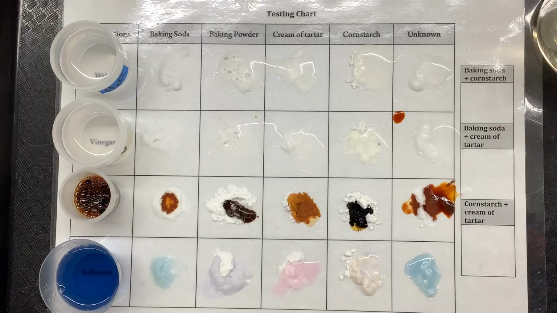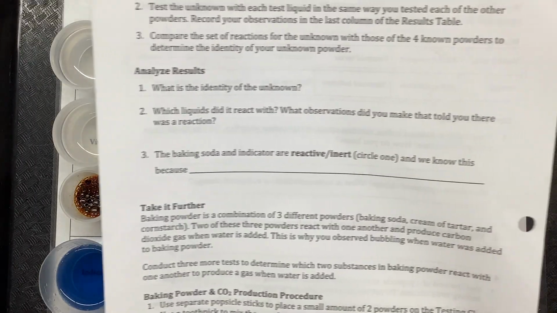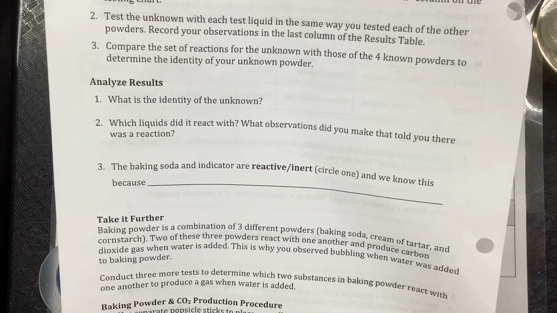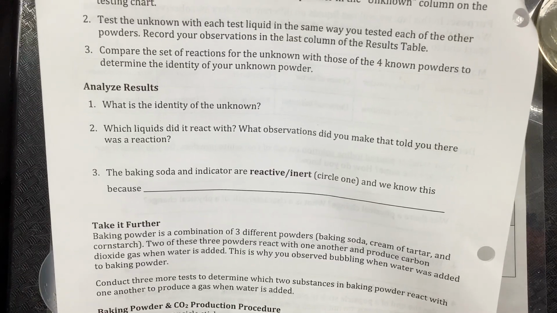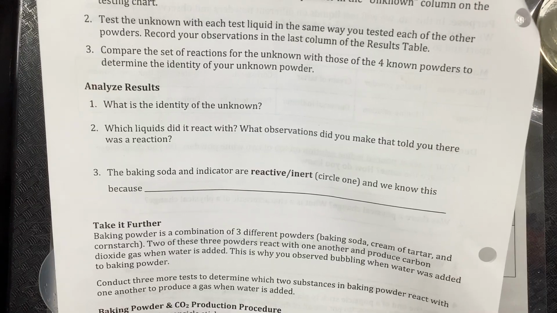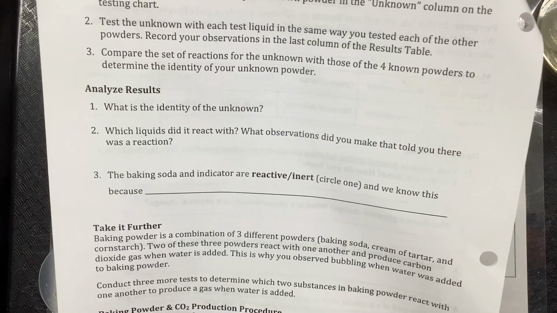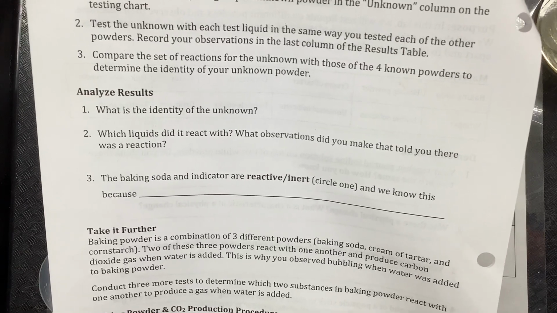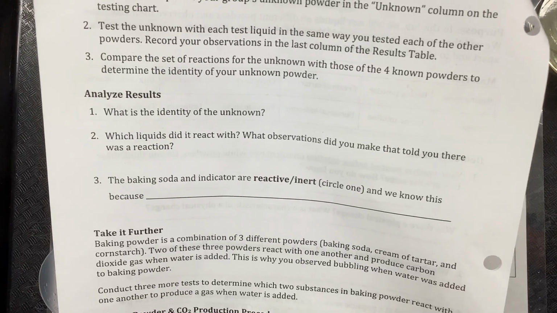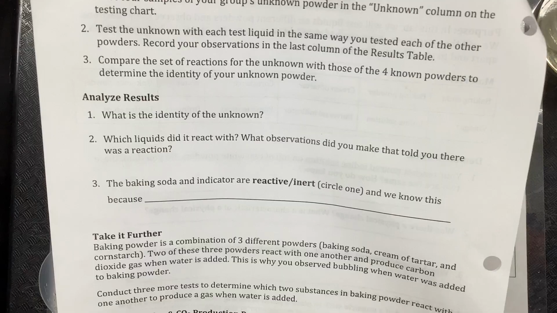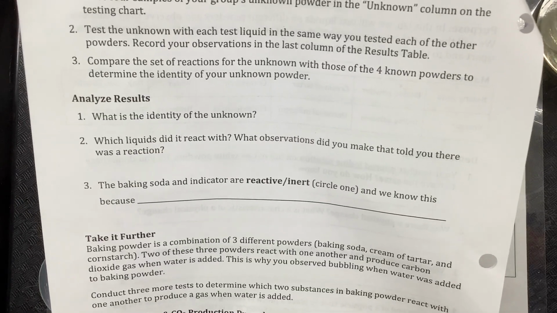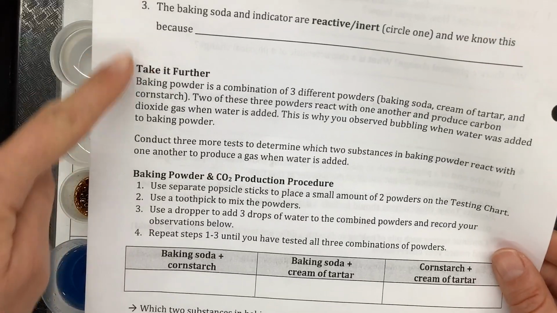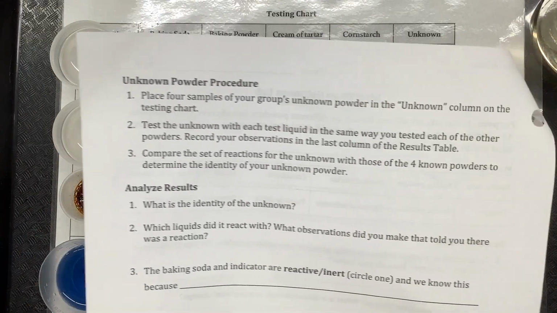What do you think? Now flip to the Analyze Results section of your paper and tell me, what is the identity of the unknown? Which liquids did it react with? What observations you made? And question number 3, baking soda and indicator are reactive or inert. We know this because reactive means a chemical reaction occurred, and inert means the opposite, nothing happened. So circle that one. All right, and then you don't have to do the rest of this part. Just up to Analyze Results.